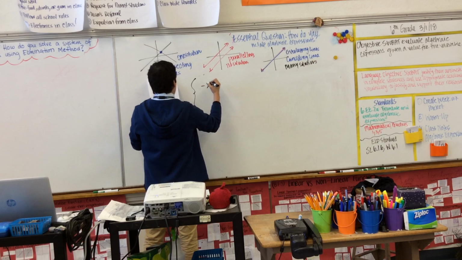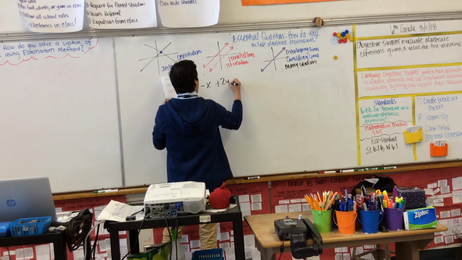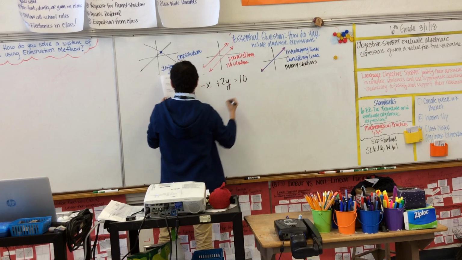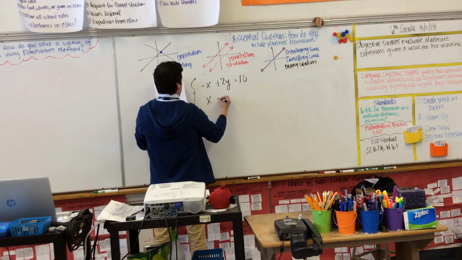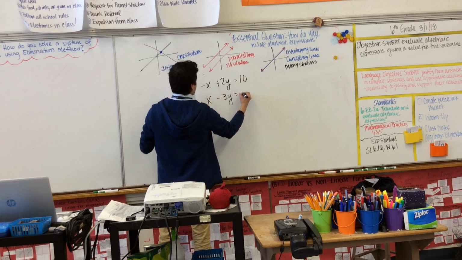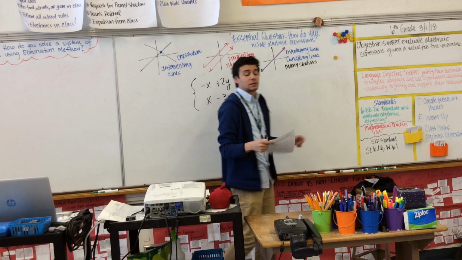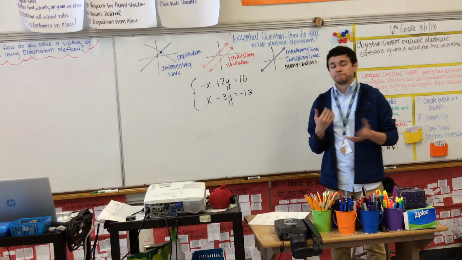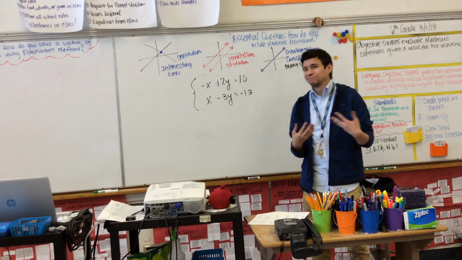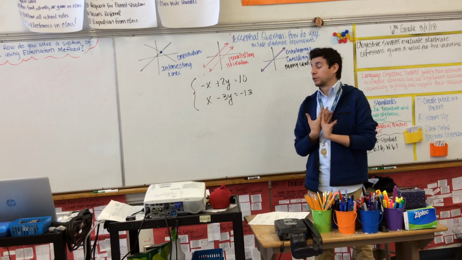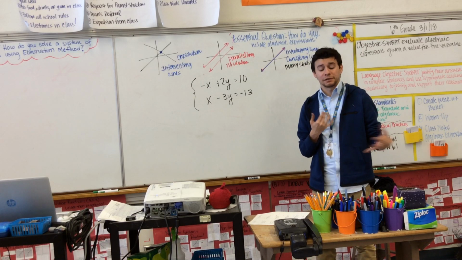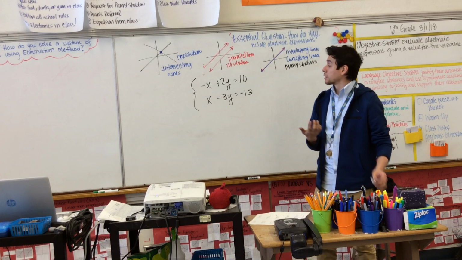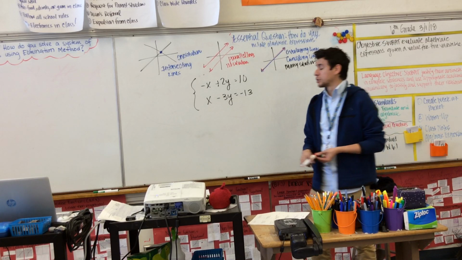This one's fine. Negative x plus 2y equals 10. x minus 3y equals negative 13. So that's the next one. This is a system of equations. Okay, can I graph them? Well, I know how to graph standard form, but you guys still don't know how to graph standard form. So graphing doesn't work. Therefore, I'm going to use the elimination method.